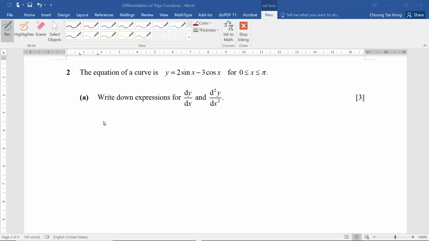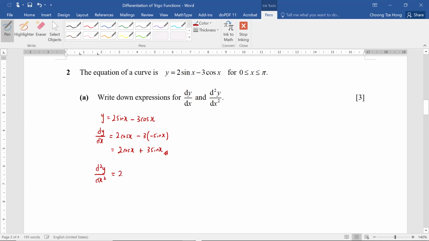So y equals 2 sine x minus 3 cosine x. So dy/dx equals, you differentiate 2 sine x, you end up with 2 cosine x. Then if you differentiate cosine x, you get negative sine x. So this will simplify to 2 cosine x plus 3 sine x. Not difficult. Let's differentiate one more time to find the second derivative.